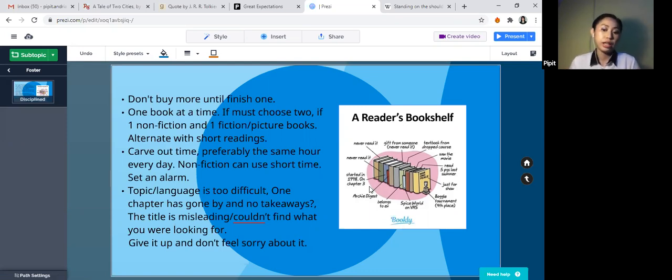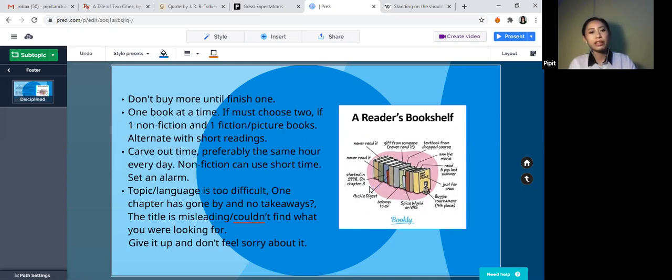And in my opinion, a lot of people choose to read multiple books at one time. I cannot do that because I like to focus my head space, in a way. So if I had to choose two books at one time, I will choose one nonfiction and one fiction or picture book. And in between, I'll alternate with short readings like Wikipedia, suddenly reading about nuclear fusion at 5 a.m. in the morning.